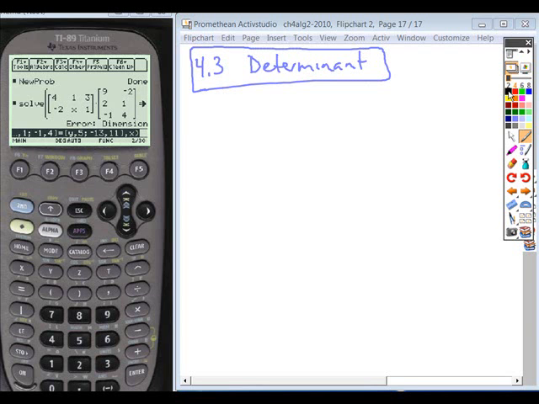But the first thing is the determinant. The determinant exists for a square matrix. And what a square matrix means is the rows and columns are exactly the same. So it's 2 by 2, 3 by 3, 4 by 4, whatever. And so the determinant will only exist if that's the case.